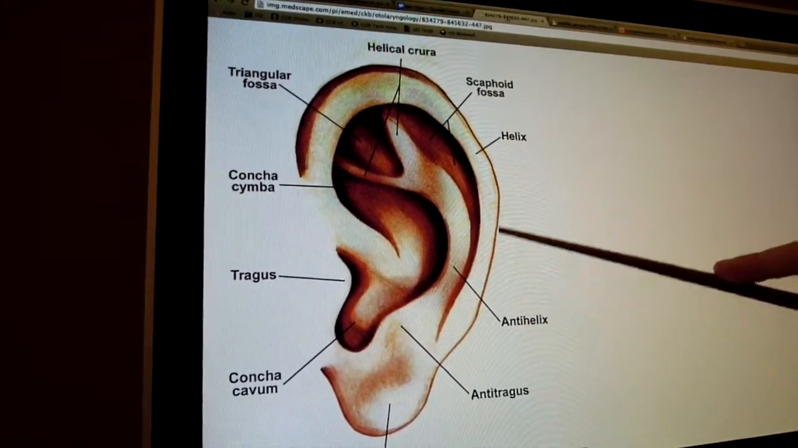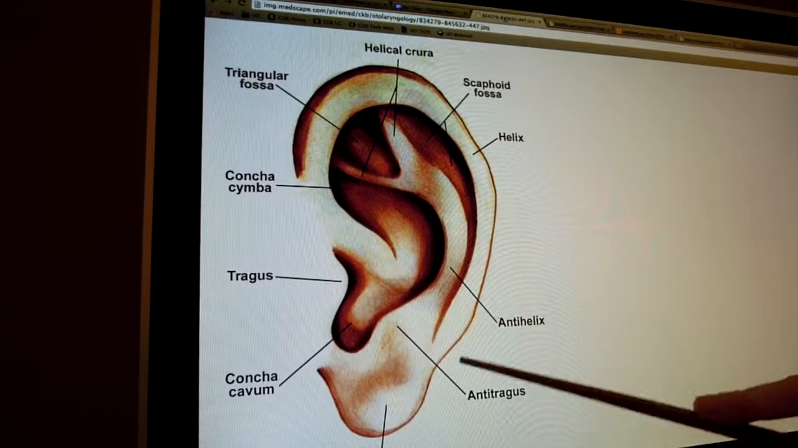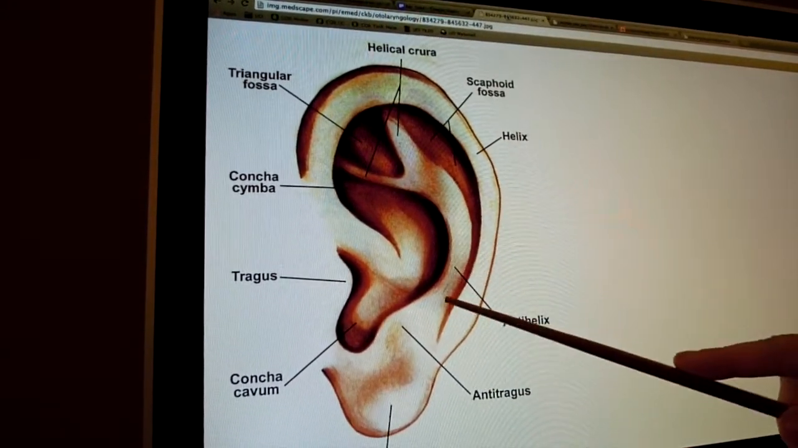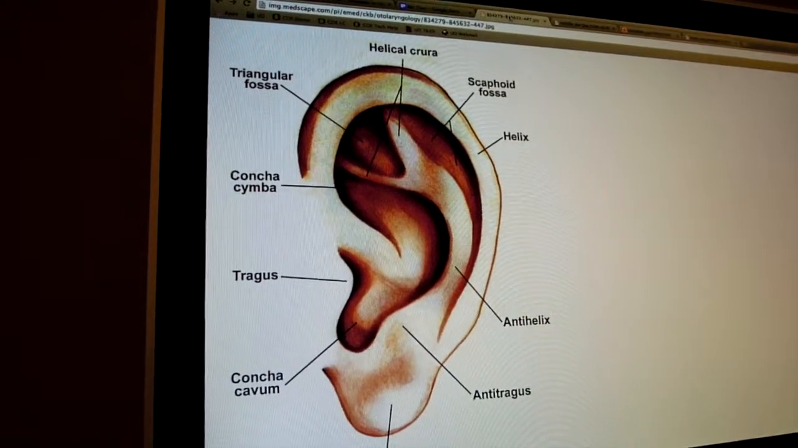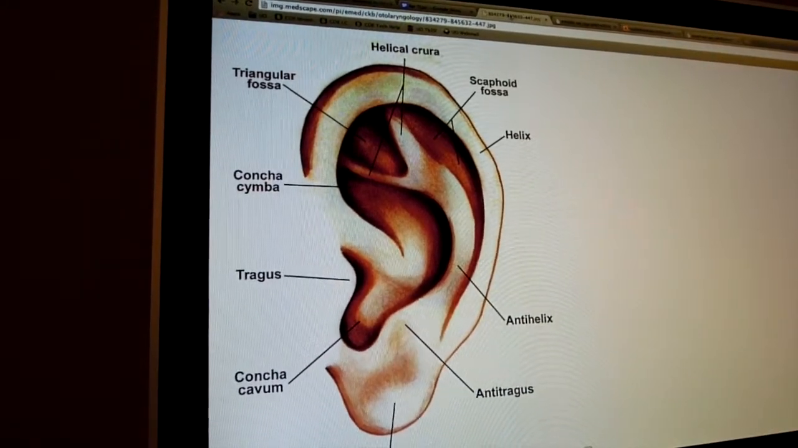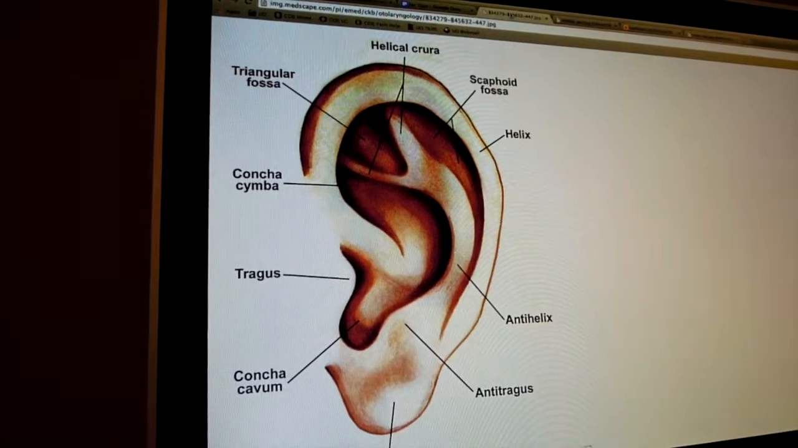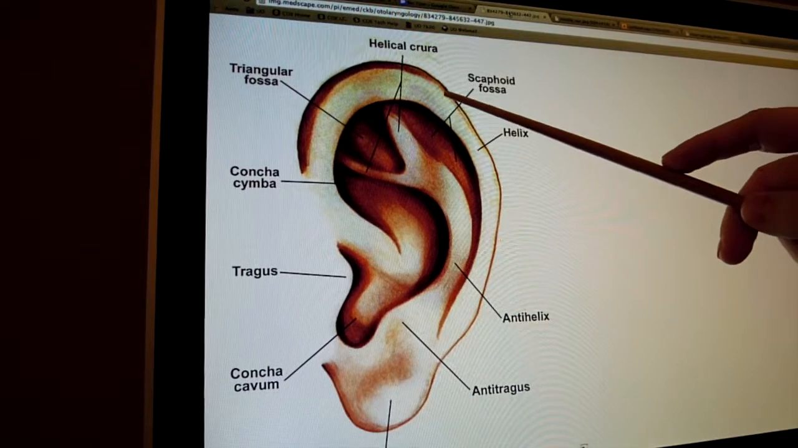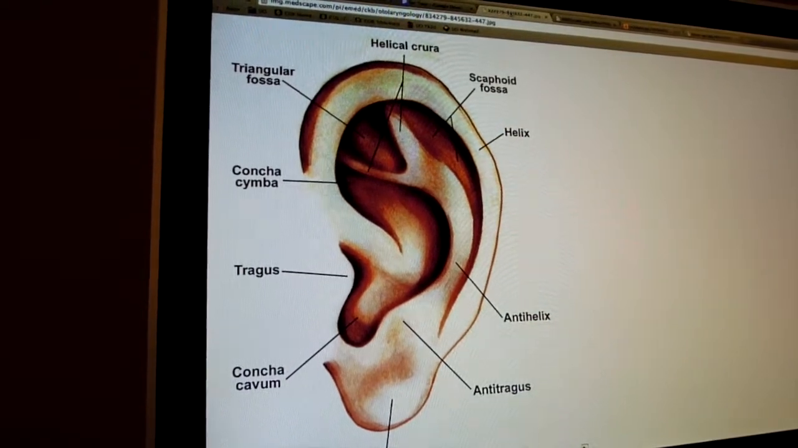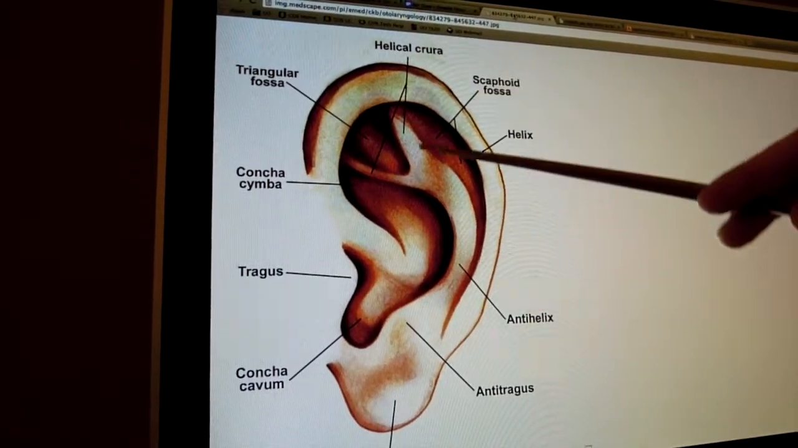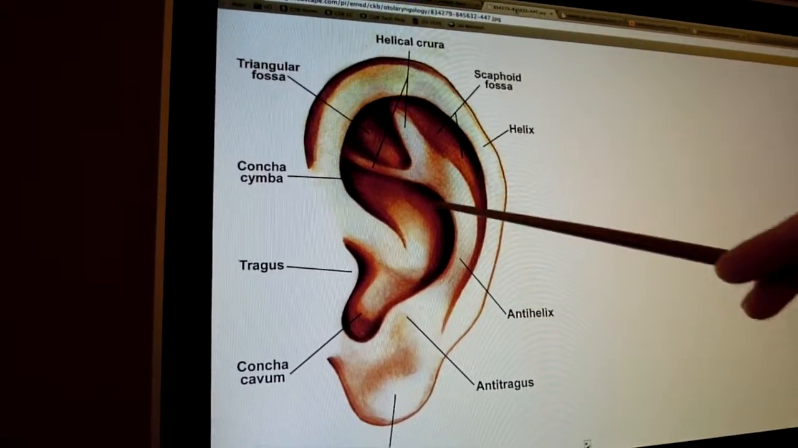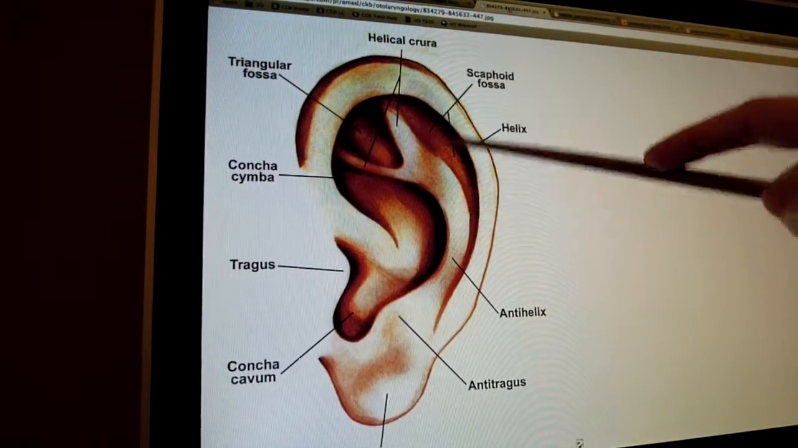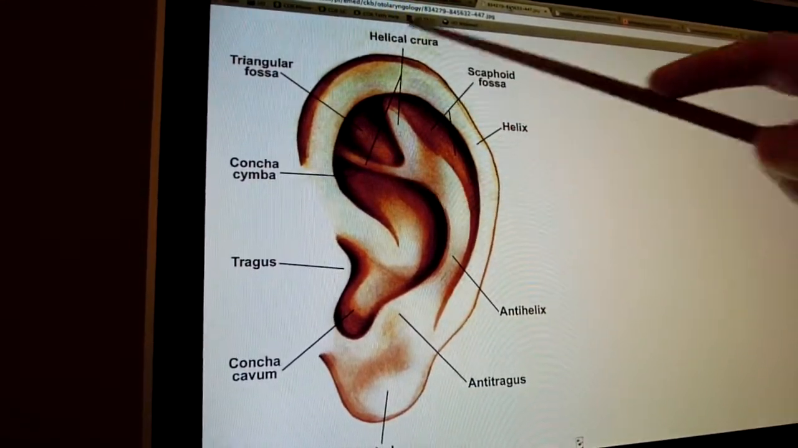Helix. The helix, made of cartilage all around the outer ear. Antihelix. Antihelix, a depression on the other side of the helix. Crus of antihelix. Where is that? Are you talking about this? Yes, good job. Yay! It's also known as the helical crura, the two legs, crura means legs, of the antihelix.